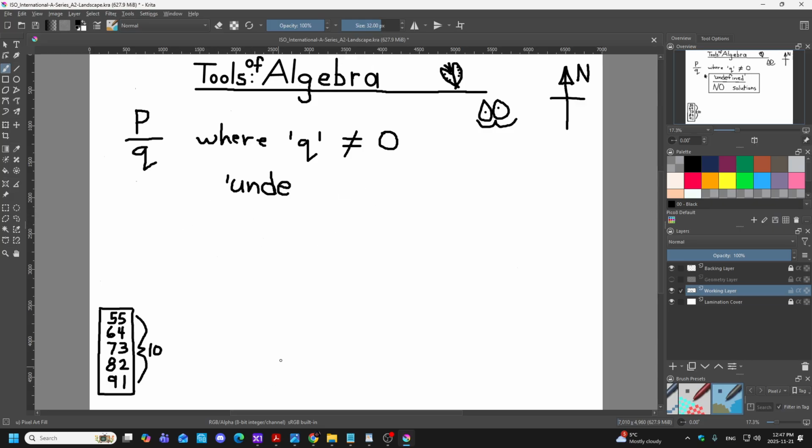The most important takeaway is that any value divided by 0 is considered undefined by the rules of mathematics. Okay? It's one of the rules of mathematics. That's the key point. All right.